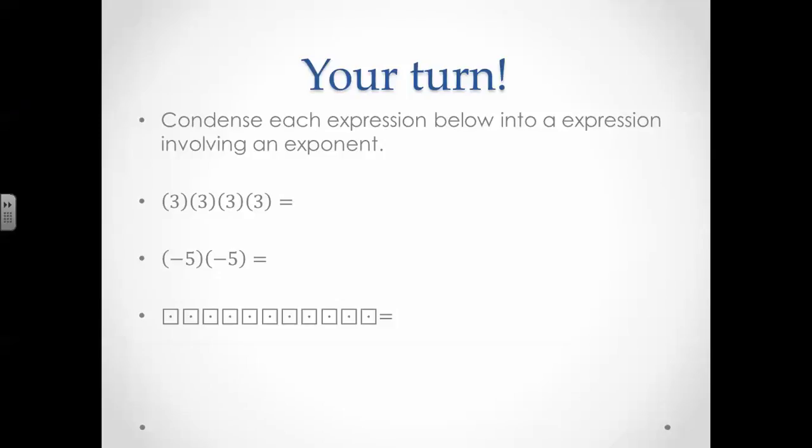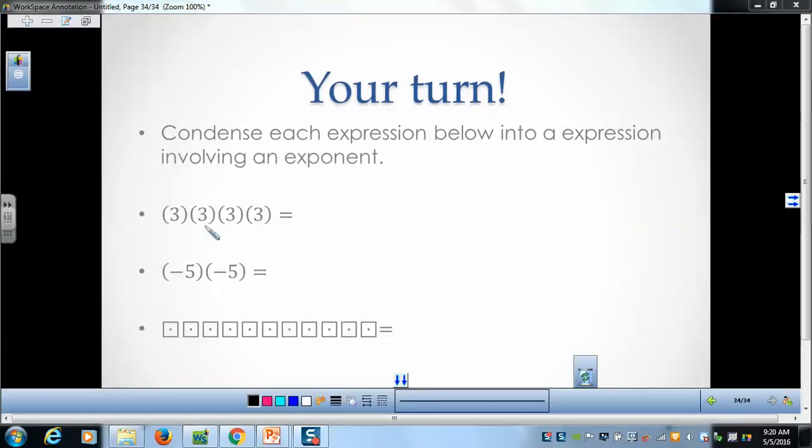All right, so let's see. Remember, the base of your exponent is what you're multiplying. So here I'm multiplying 3's, so my base would be a 3. Now how many times did I multiply that 3? 1, 2, 3, 4 times, so I would get 3 to the 4th. All right, so what am I multiplying? I'm multiplying negative 5, so that would be the base of my exponent. How many times am I multiplying negative 5? 2, so I would get negative 5 squared.